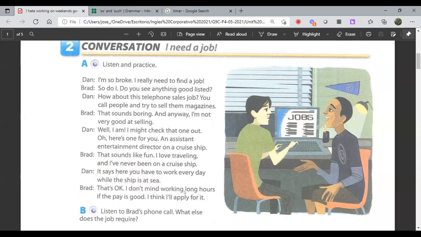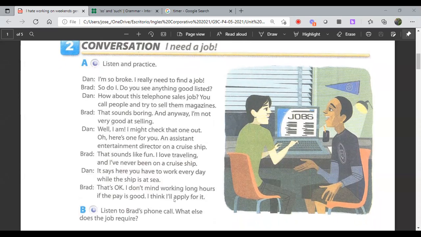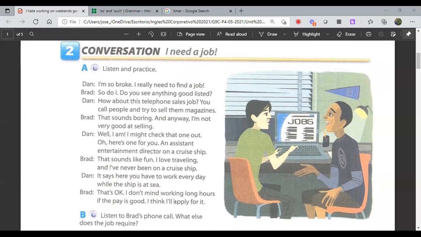¿Verdad? No me molesta o... Sí, o sea, no sería ningún problema. Dice acá, I don't mind working long hours, if the pay is good, ¿verdad? Si la paga es buena. I think I'll apply for it. Okay? Good. Now, we're going to do something.